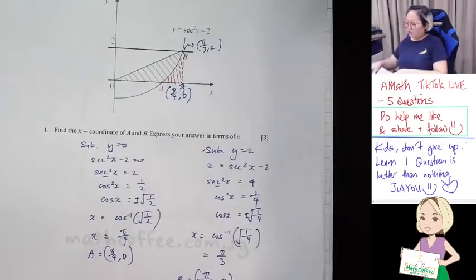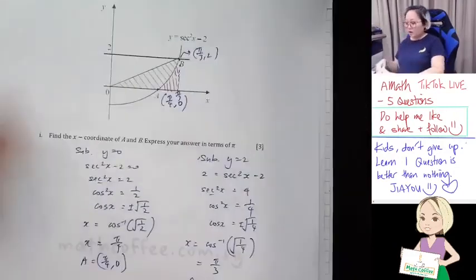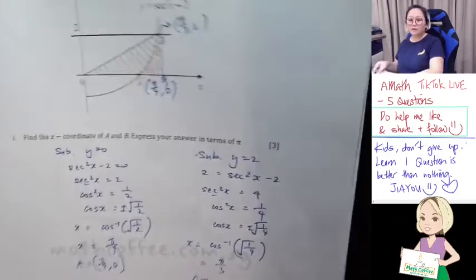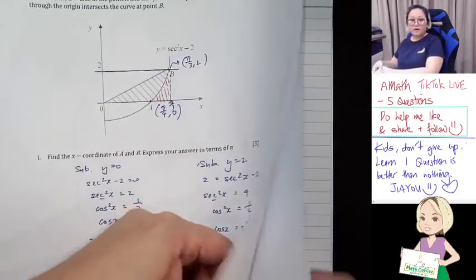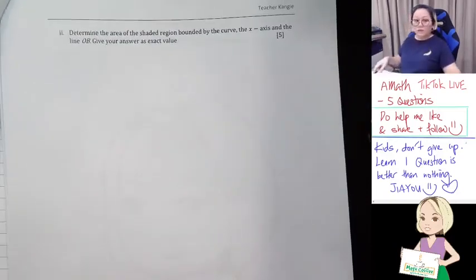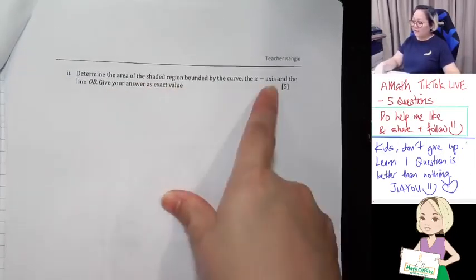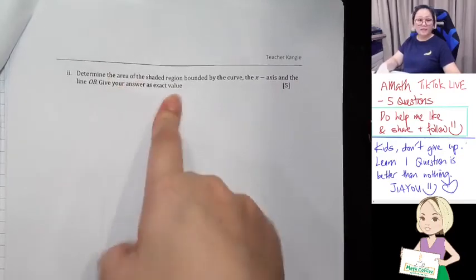Yes, part 2 asks us to find the area. Okay, so are we done on finding the two coordinates? No issue, this part should be easy. Next is to find the area under the curve. So the next part asks you to determine the area of the shaded area bounded by the curve, the x-axis as well as the line OB. Give your answer as exact value.